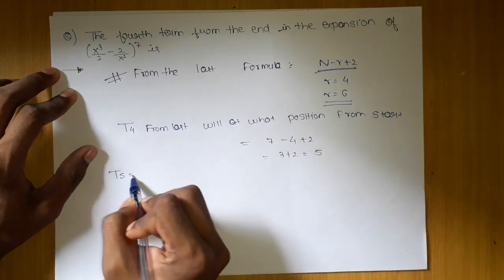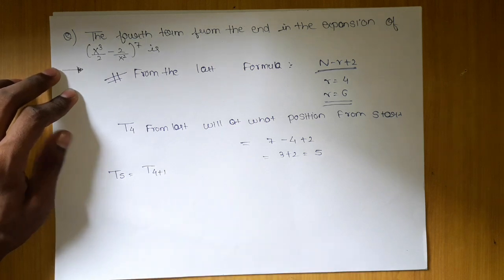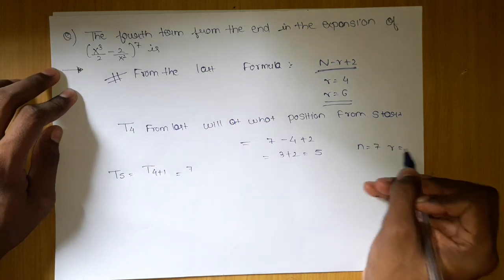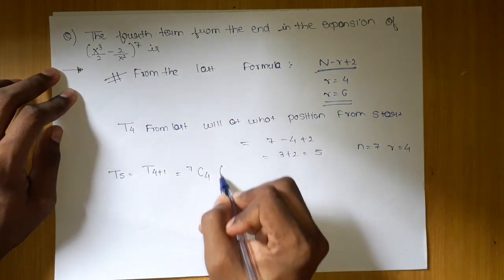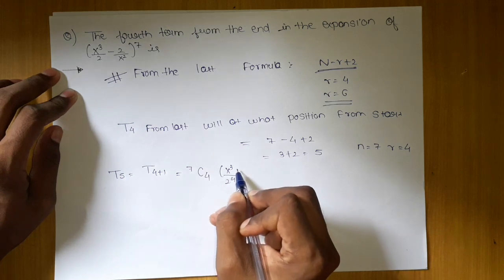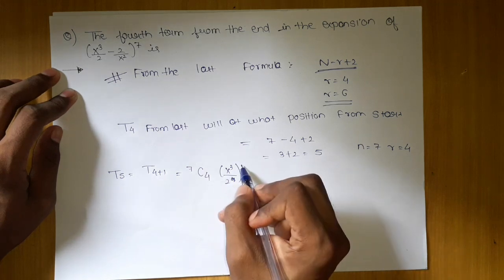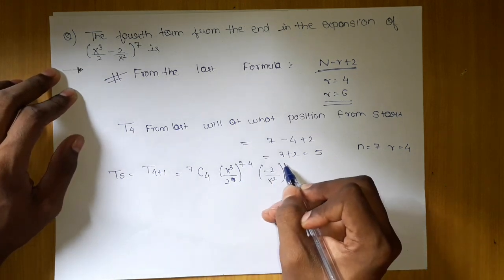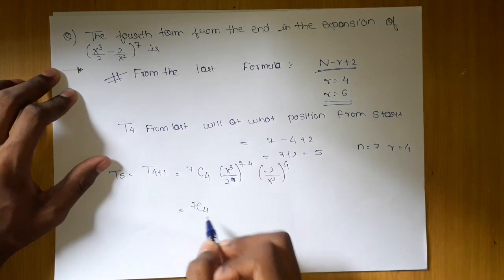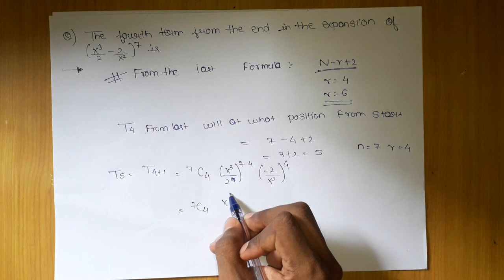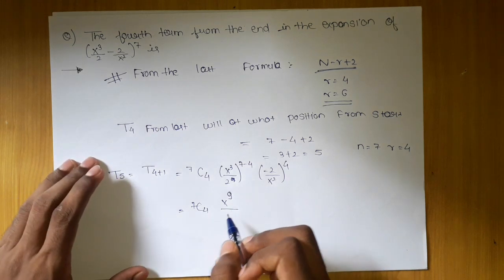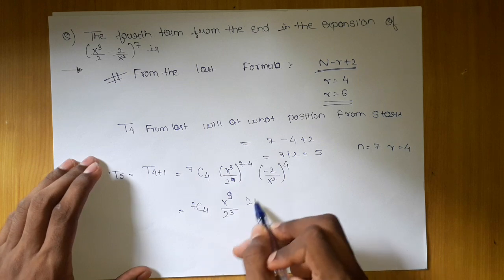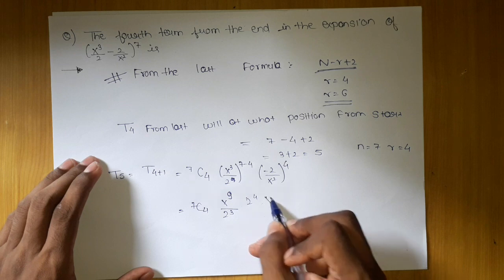So I know t5, and I have to split it as 4 plus 1 because our general format is t(r plus 1). So n is 7 and r is 4. So 7C4 into x^(3/2) to the power 7 minus 4, into minus 2/x^2, the whole power 4. If you simplify, x^(3/2) cubed will become x^(9/2), 2 cube, while this will become 2 to the power 4 and x to the power minus 8.